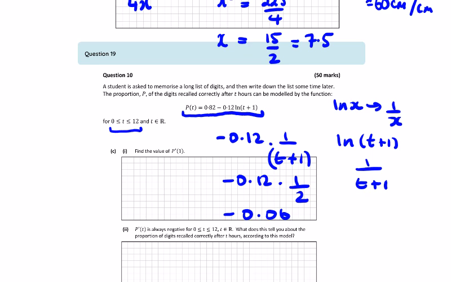P prime t is always negative, so obviously as time goes on, you're going to remember less and less, or as the list of digits gets longer and longer. And I think that's what they're looking for here in this part of the question, just some sort of explanation: as you're asked to memorize a longer list of digits, the amount that you remember will become less and less, therefore the derivative is negative, or the proportion goes down as t goes up, something along those lines would work here.